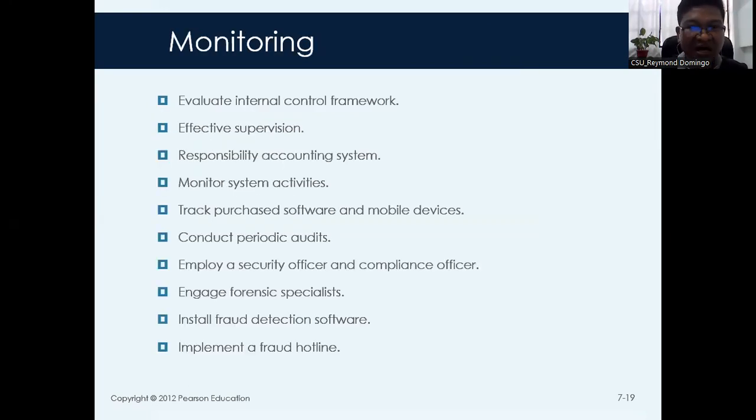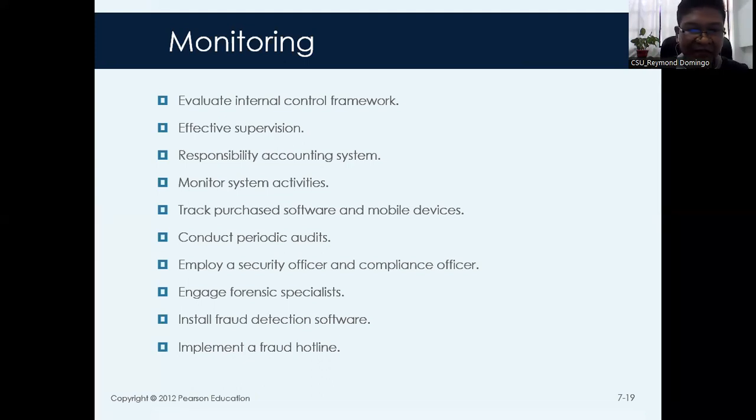Okay? And the last one, monitoring, class. Monitoring, see, monitoring, we have to evaluate the internal control framework. There should be an effective supervision. We have to monitor the responsibility accounting system. Sino nga ba ang mga responsible person sa mga ganitong bagay? We have to monitor system activities, track purchased software and mobile devices.